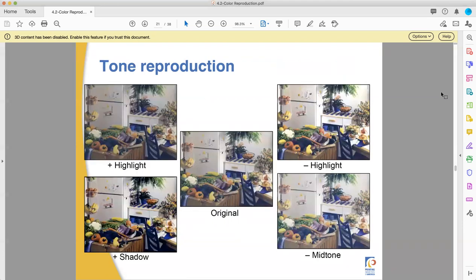So here's some tone reproduction differences. You see the original photo in the center, and you can see where they add highlights, which means the lighter parts are brighter. More shadow means the darker parts are darker, minus highlight and minus midtone, where there's less highlight color and there's less midtone color, where the different parts of the image are brighter or darker. You're playing with contrast.